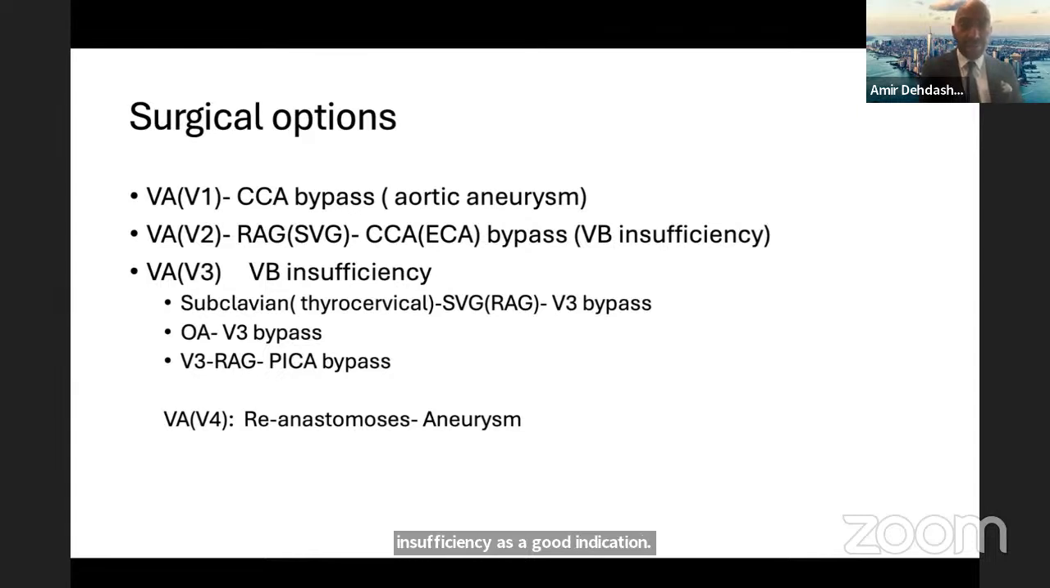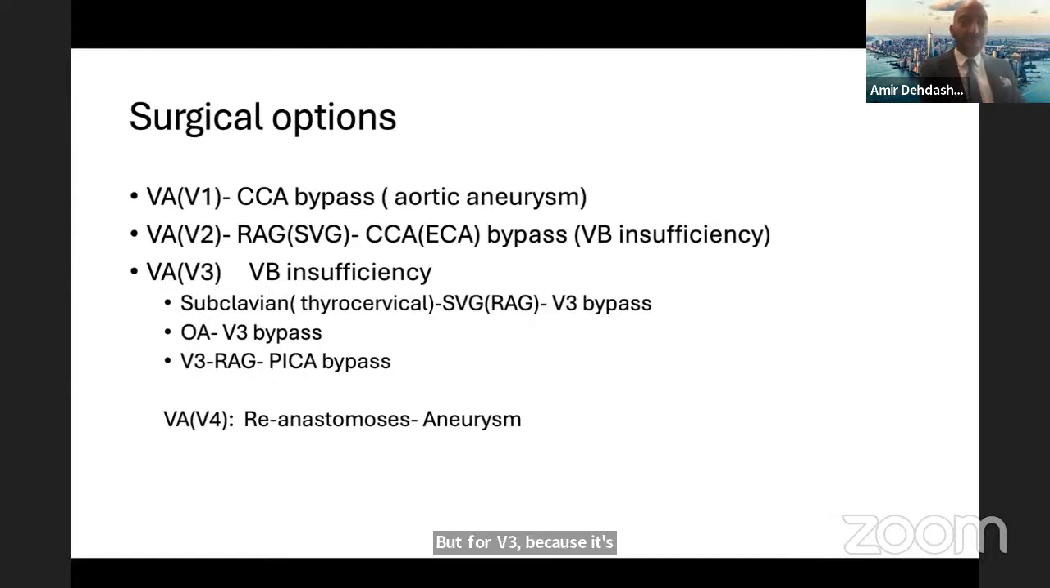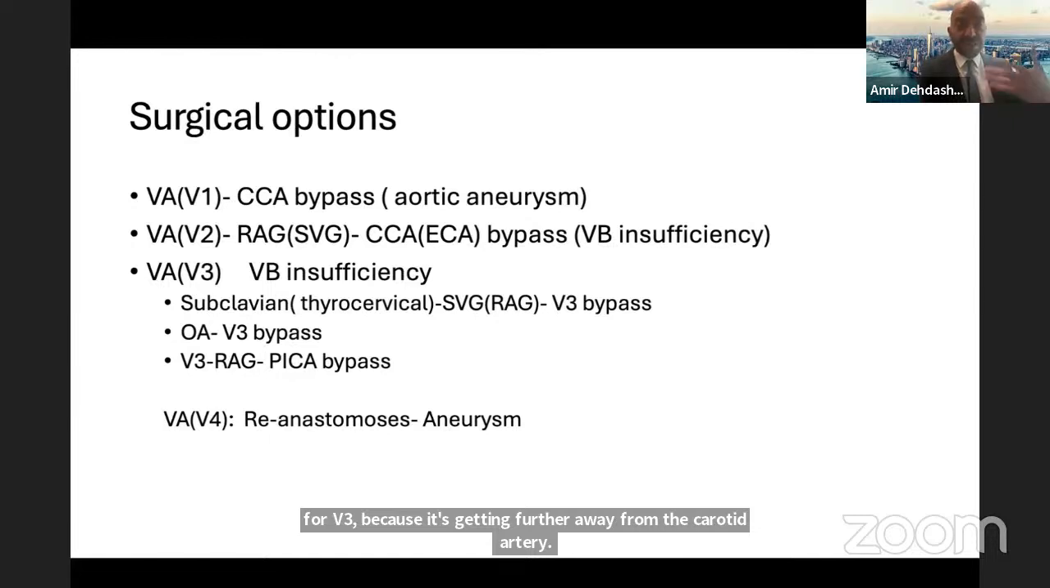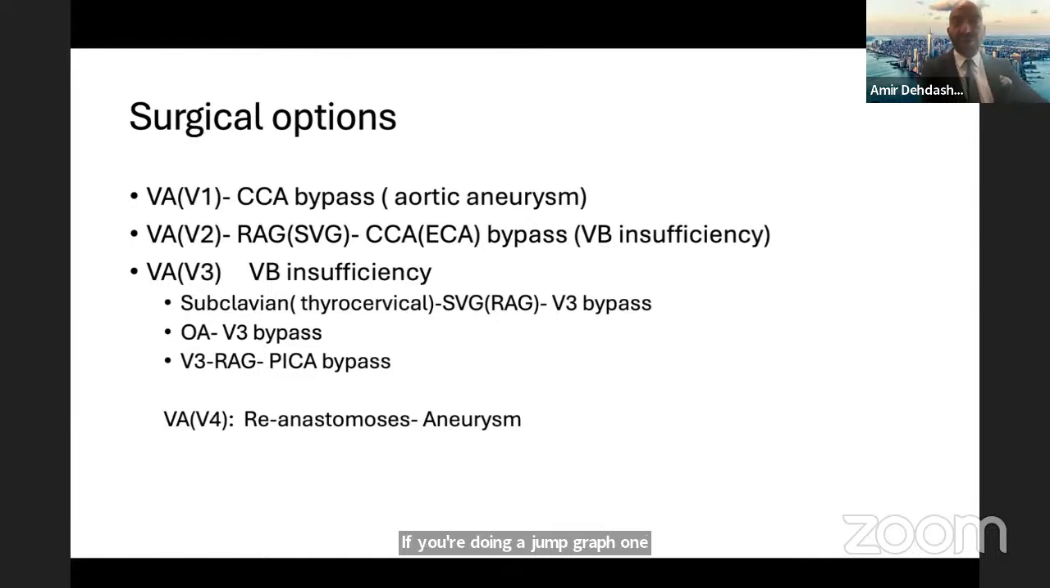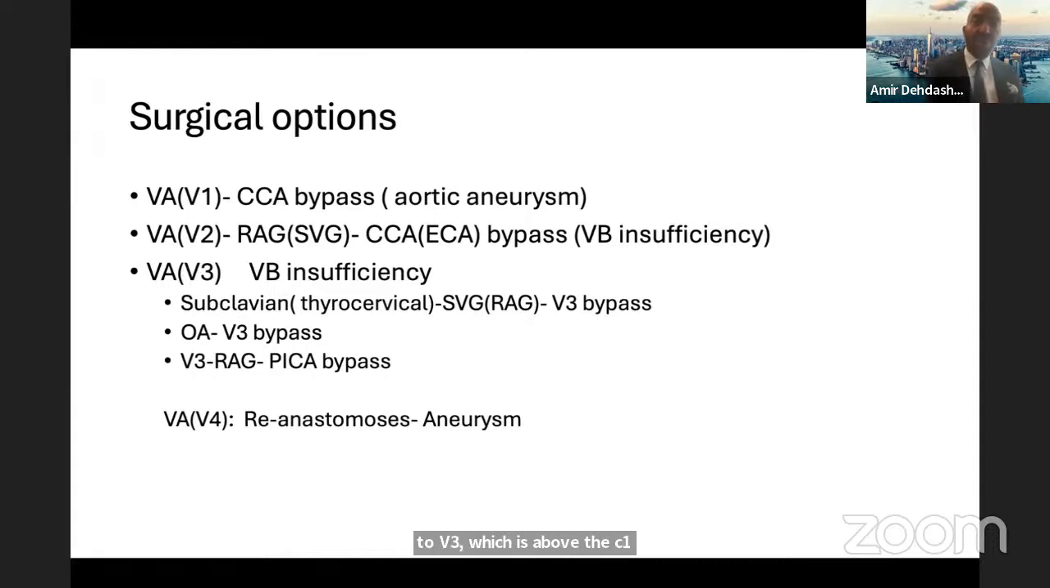For V3, as a matter of fact, you can do the same indication for V2 as well. But for V3, because it's getting further away from the carotid artery, if you're doing a jump graft, one option could be, for instance, going from subclavian or the thyrocervical branch of the subclavian with a saphenous vein graft to V3, which is above the C1. The other option is to use occipital artery to V3 bypass to increase flow in the vertebral circulation.